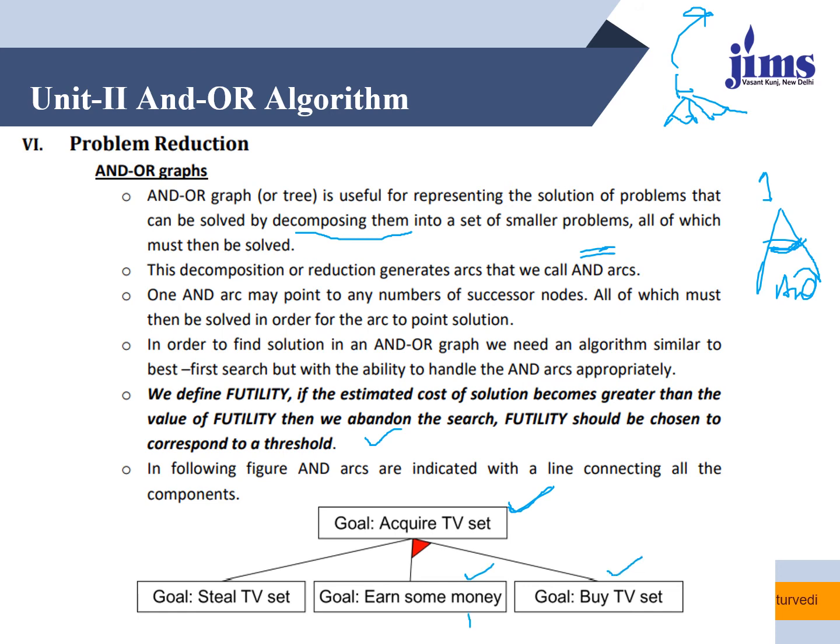As these are the two sub problems which will help me achieve the goal to acquire a TV, I am using this AND arc here. So a bigger problem I have divided into small sub problems, and these are the two sub problems which, when solved together, will let me achieve the goal. We join both those sub problems with the help of an arc known as the AND arc.